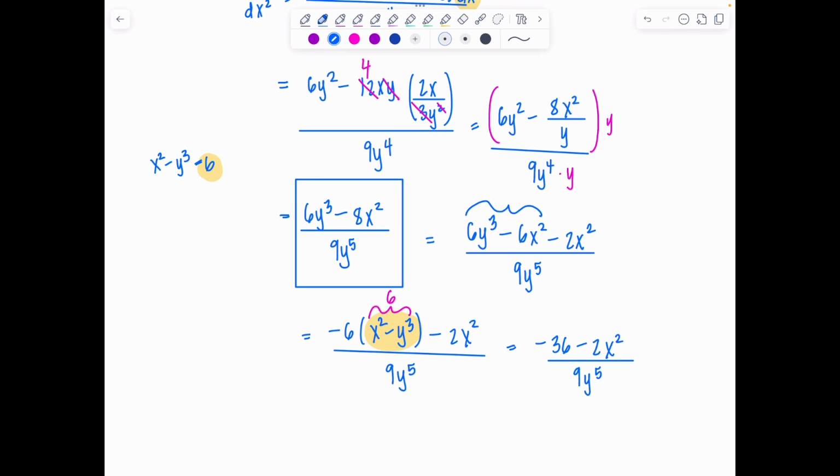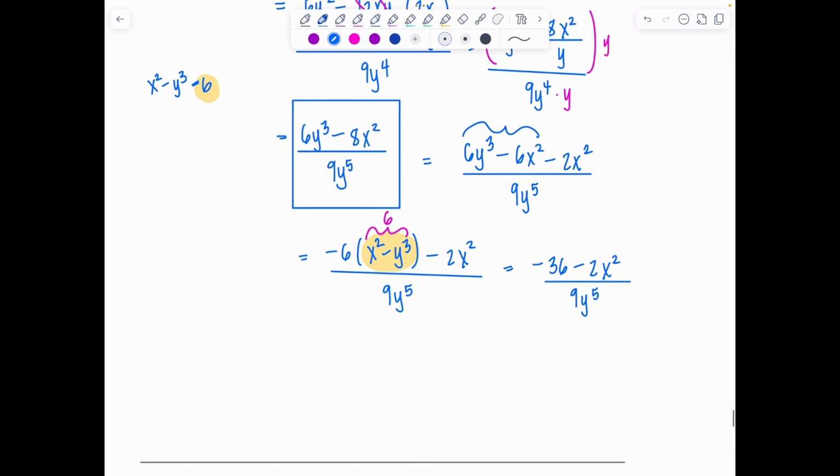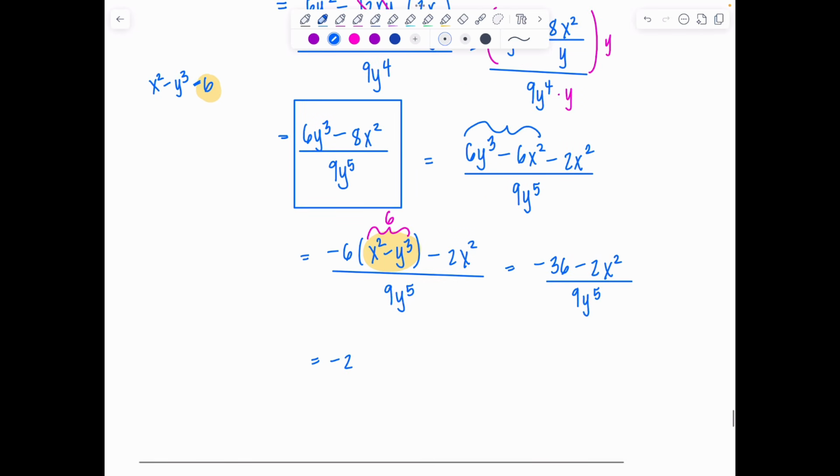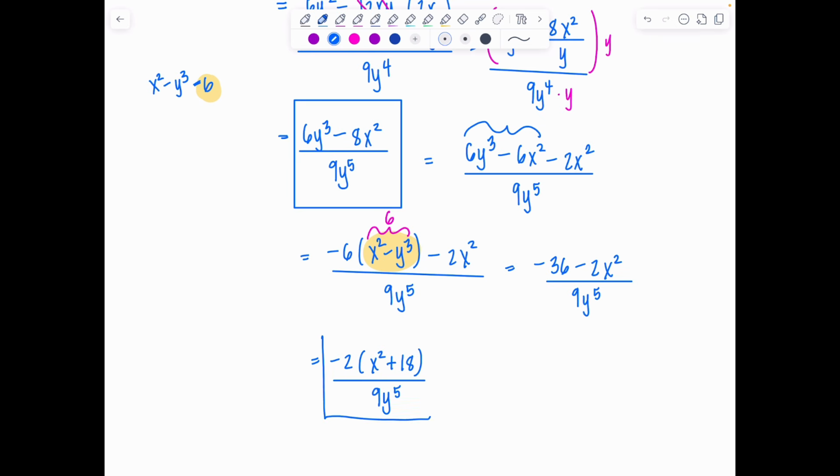Would I leave it like that? No, I would take the negative 2 out and then make it x squared plus 18 over 9y to the 5th. Okay, you might say, Professor V, I would have never thought to do that. Well, I've shown it to you now, so you're aware, so be on the lookout. Okay, that one might take more practice.